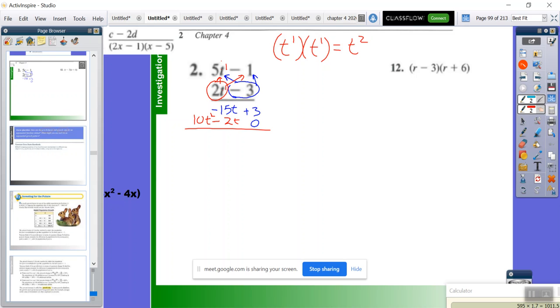And so now we have to combine the similar terms. Do we have any other t to the seconds? No. So we can't combine that with anything. -15t minus 2t is? -13? No, -17. There you go. 3 plus 0 is? 3. And that's the answer. Okay, that makes sense.